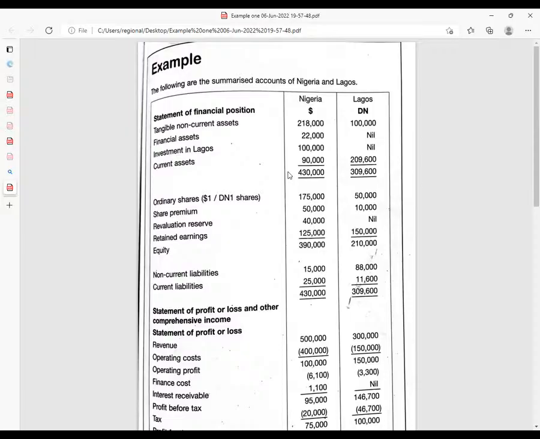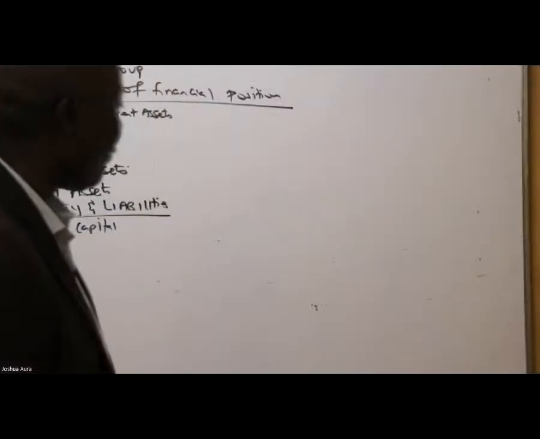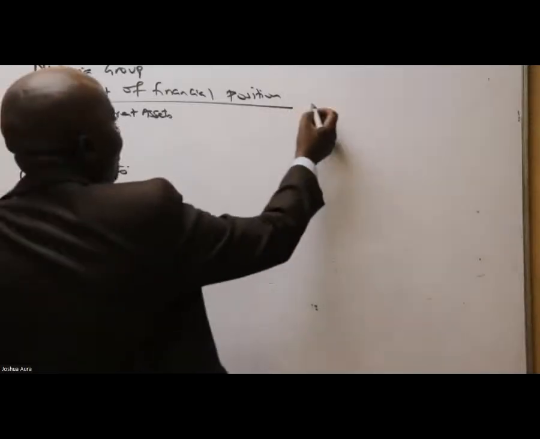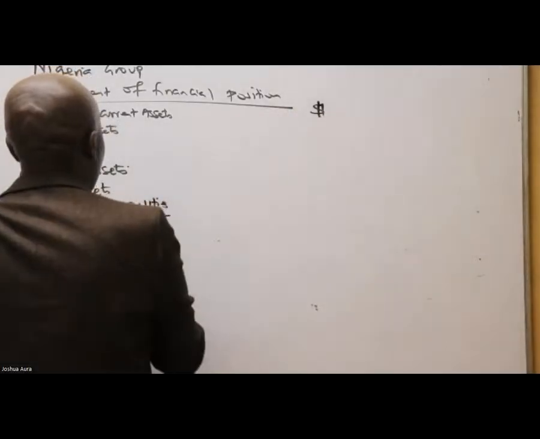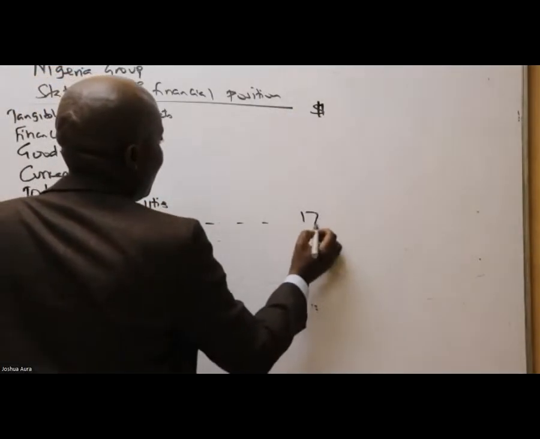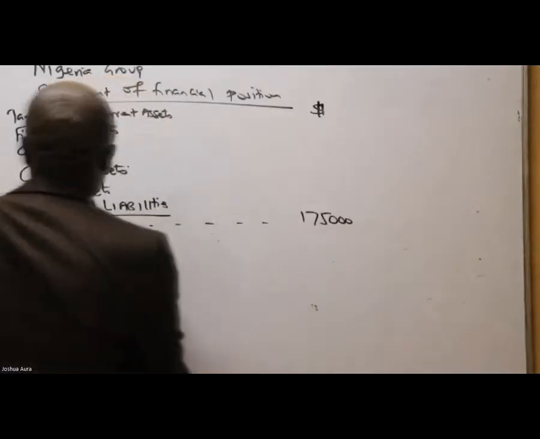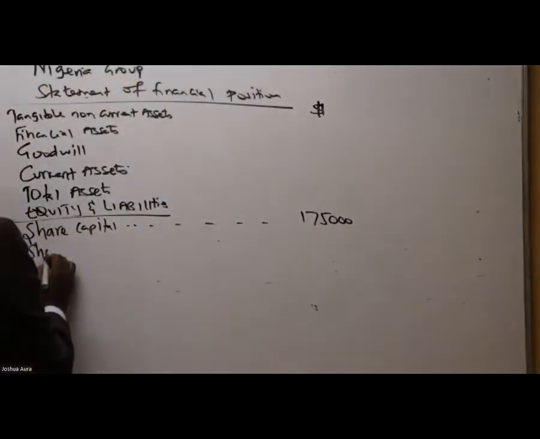Can somebody guide us? Thank you very much. For share capital, you always pick the one of the parent. You ignore the one of the subsidiary. So for share capital, I'll simply come and pick 175,000. The same case applies to share premium, free marks really.